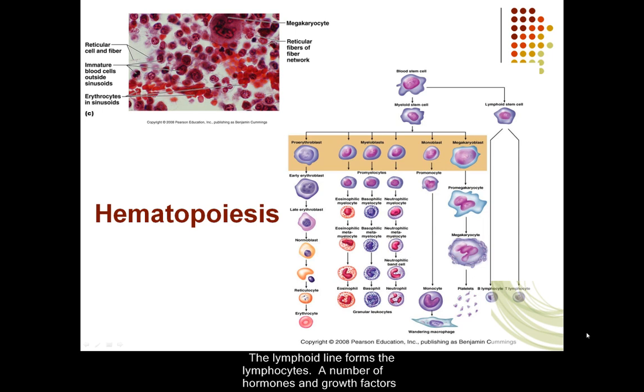A number of hormones and growth factors influence the maturation and division of the blood stem cells. Erythropoiesis is the term for erythrocyte production. Red blood cells are produced at a rate of 3 million per second, and the hormone erythropoietin, or EPO, controls this rate. EPO is made mostly by the kidneys and secondarily by the liver, and the hormone is released based on oxygen levels. If tissue oxygen content drops, the kidneys release more EPO to stimulate erythropoiesis.